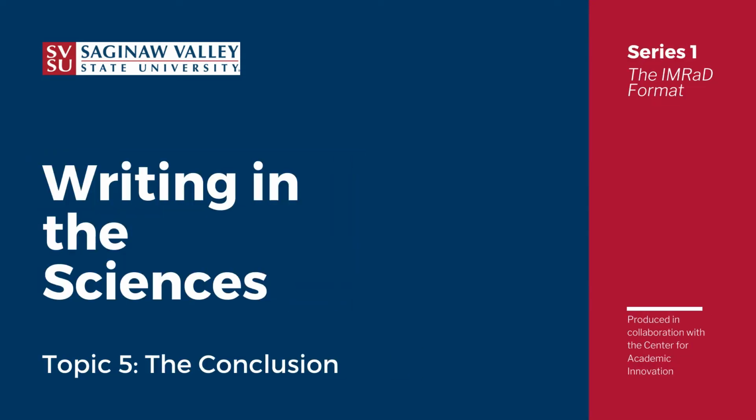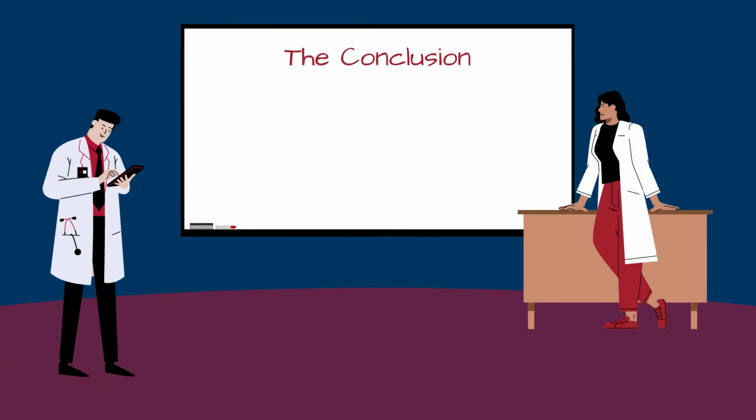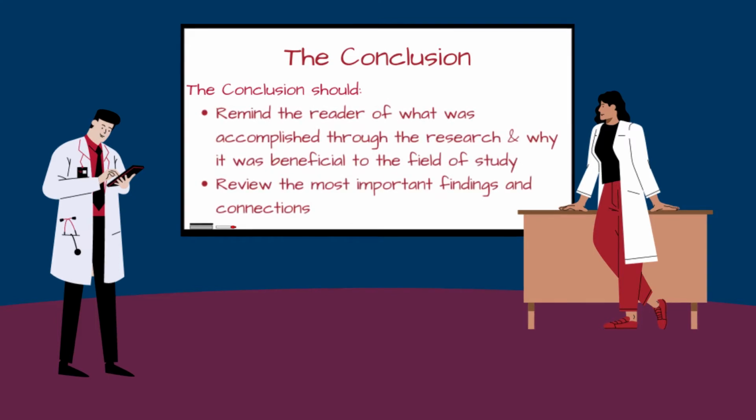The conclusion section acts as a reminder of the main outcomes of your work. A good conclusion for a scientific paper reminds the reader of what you accomplished with your research and why it is beneficial to your field of study. Conclusions should never provide new information, but rather review the most important connections in the paper.